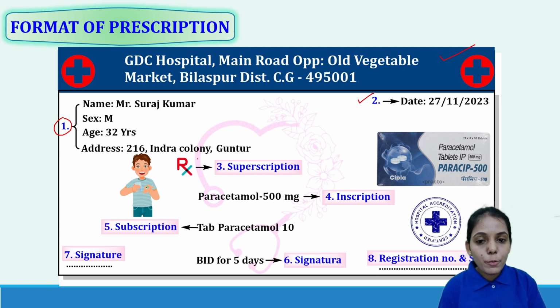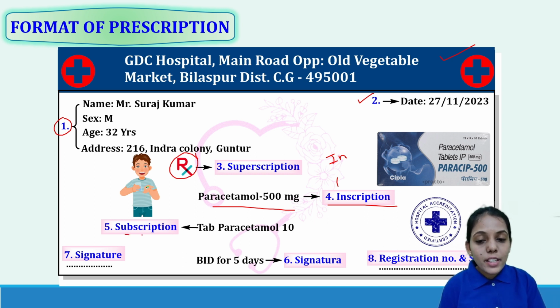Then comes the superscription, that is RX, which means god of healing. Whenever we are writing any prescription, we start with that RX, so that is a superscription. Next comes inscription. Inscription means ingredient details. Remember IN, you can remember. Ingredient means what the RMP has prescribed. So here it is paracetamol 500 mg. So he has written paracetamol 500 mg, so that comes in the inscription part. So it is the details of the ingredients.